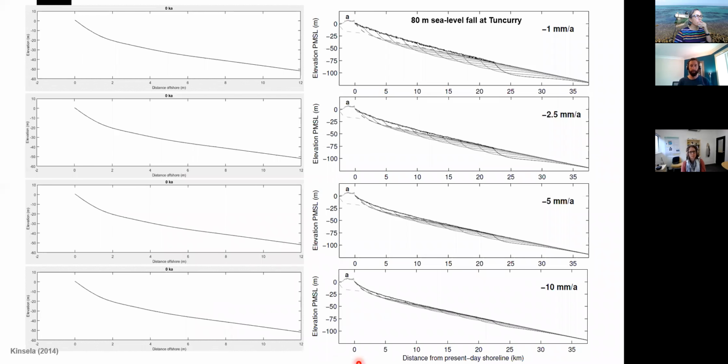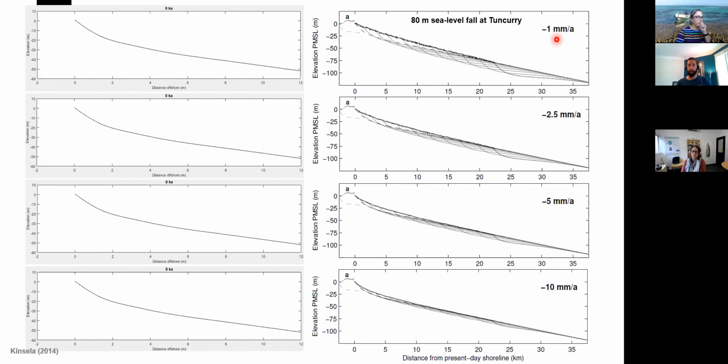So I'll provide you a little example to conceptualize the active zone here. And what we're going to look at is returning to Tuncurry. This is a hypothetical simulation, so just an exploratory model. We're starting here and we're going to look at 80 meters of sea level fall at four different rates. So a slow rate of sea level change of 1 millimeter per year, and then increasing to a more rapid rate of change of 10 millimeters per year.